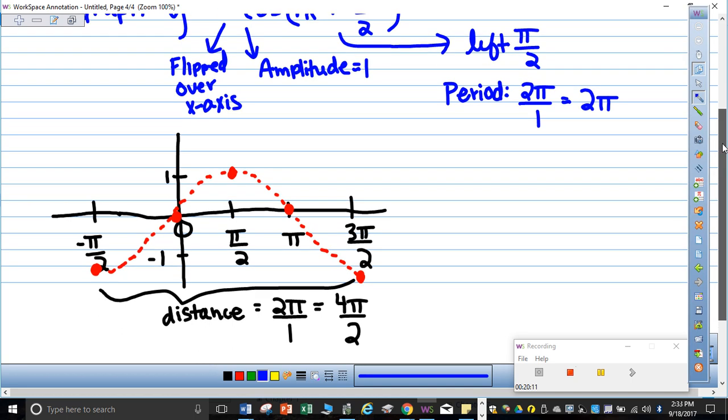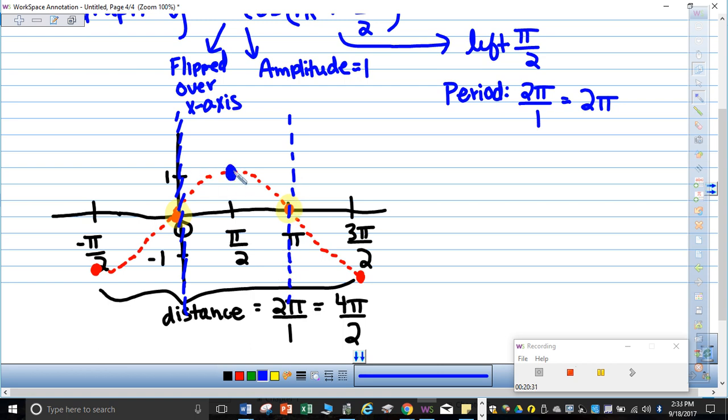Our final step, we're going to turn it into secant. So we're going to identify the 2 x-intercepts. That's where cosine is 0. So if we do the reciprocal, it's going to be undefined. So we're going to do a vertical asymptote at 0. We'll do a vertical asymptote at pi. And then we will do our u-shape.